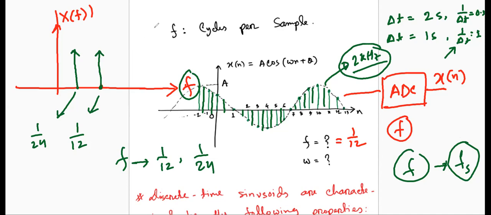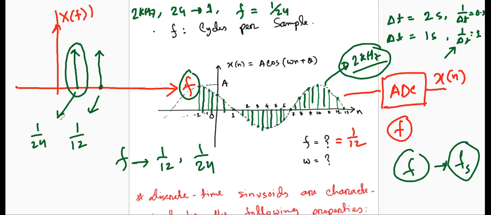Let's say we have the F. Now we have F is equal to 1 divided by 24. So what is the story? The storyline is that you have a 2 kilohertz signal. You have sampled it in a way so that 24 samples make a cycle. From there, you have found that F is equal to 1 by 24, and you have drawn it like this.